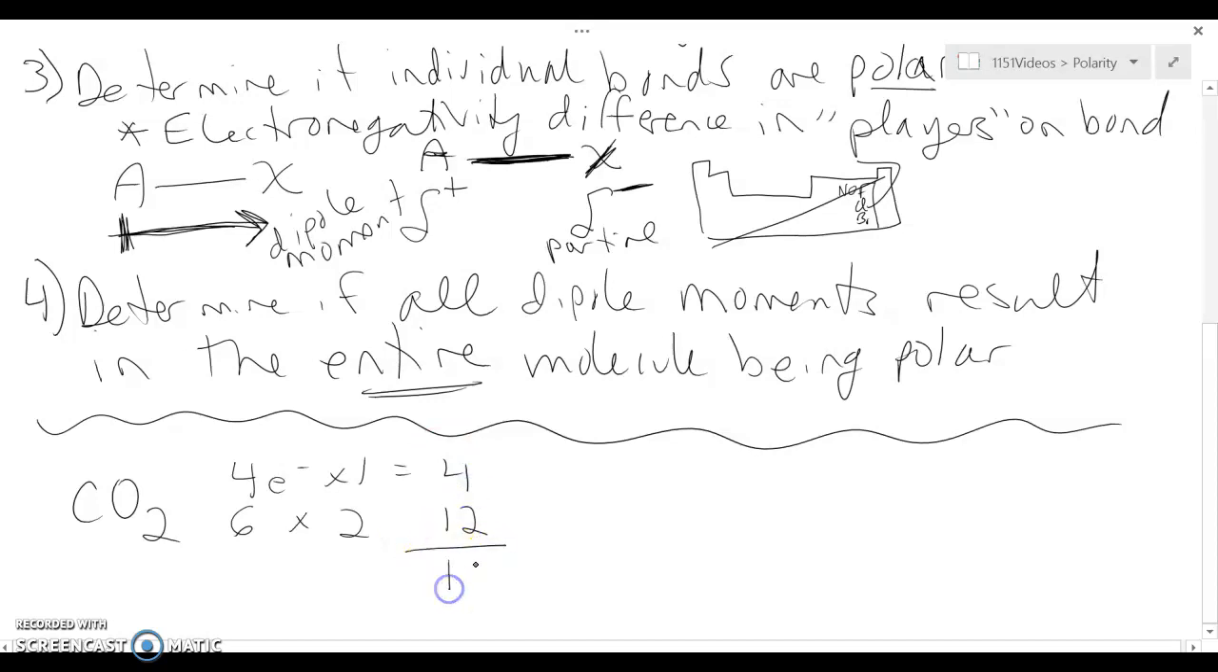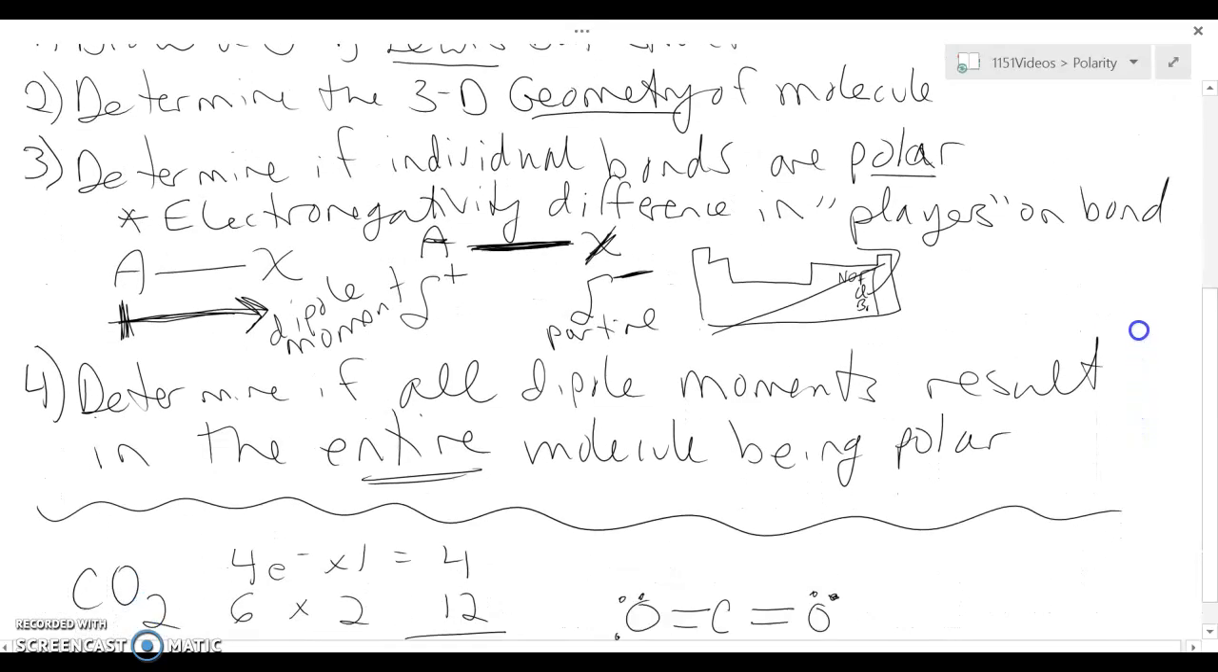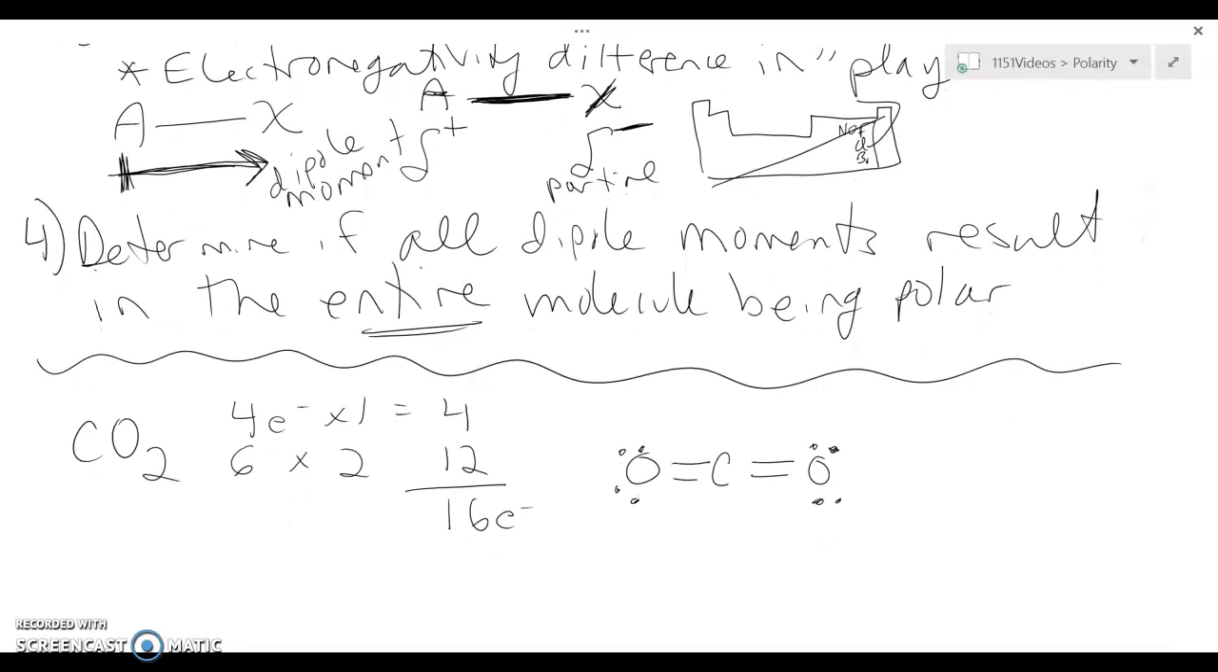Okay, so I have 16 electrons to work with to build my structure, which is why carbon dioxide forms this Lewis dot structure that contains 2 double bonds, carbon in the center, and we have an oxygen on the left and an oxygen on the right. Okay, so we've done number 1. To determine the geometry, you would just have to know this follows the AX2 pattern we talked about in lecture, and say, okay, that's linear. So now on to step 3.